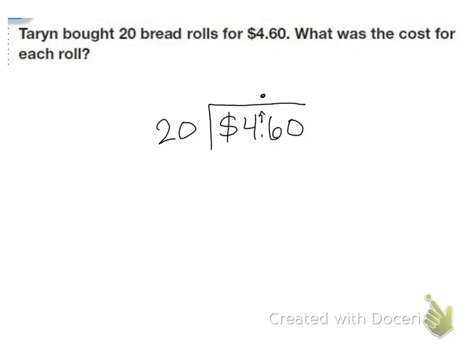Okay? All right. So I'm going to think, I cannot divide 4 by 20. So since this is money, I'm going to put a 0 here, because 4 divided by 20, I can't do it. It's 0. So now I'm going to think, what is 46 divided by 20? And remember, I can think, what is 4 divided by 2? So 4 divided by 2 is 2.